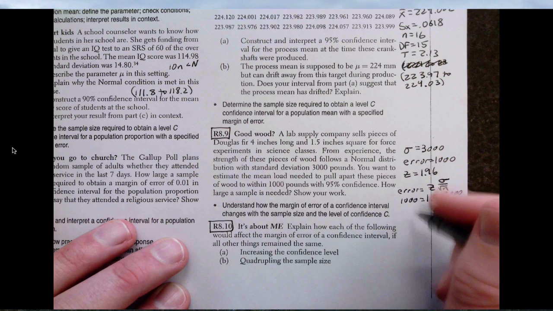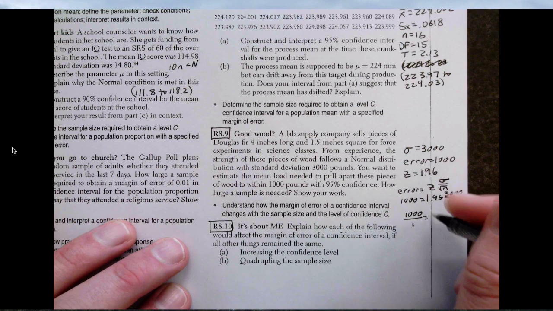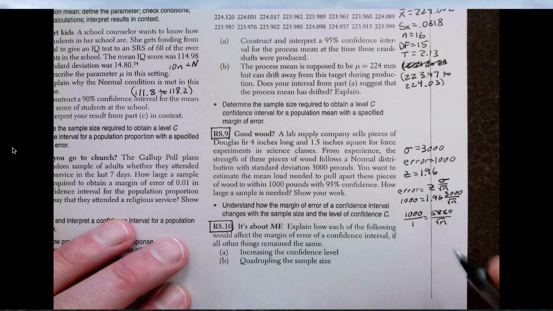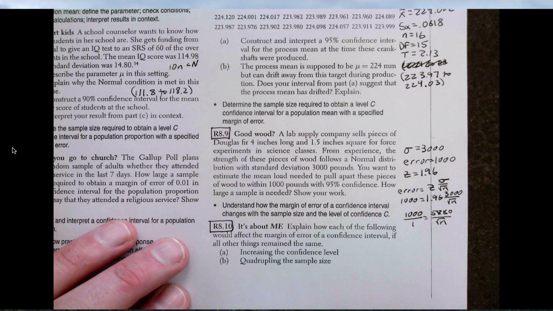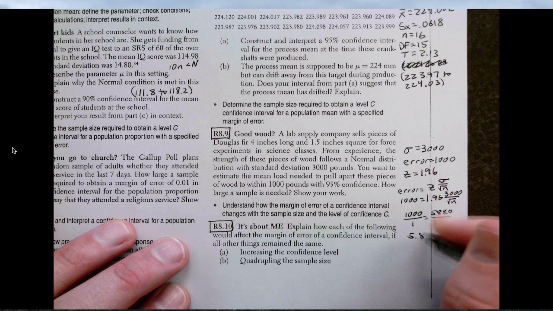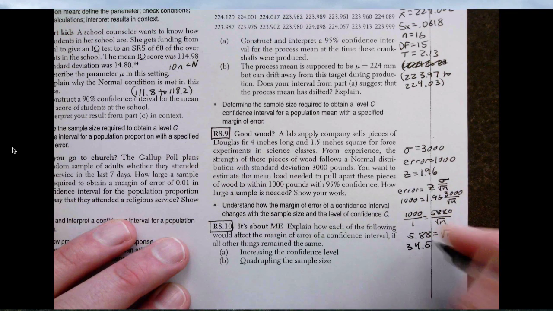Okay, my preferred way to do this is to take the 1,000 over 1, multiply these top numbers here. Let's figure 1.96 times 3,000. End up at 5880 over the square root of n. I'm going to cross multiply and divide. So the 5880 is going to multiply by 1 and divide by 1,000. And I end up at 5.88 equals the square root of n. I now square both sides and end up at 34.5, which we need to say 35 people, or pieces of wood. So 35 pieces.